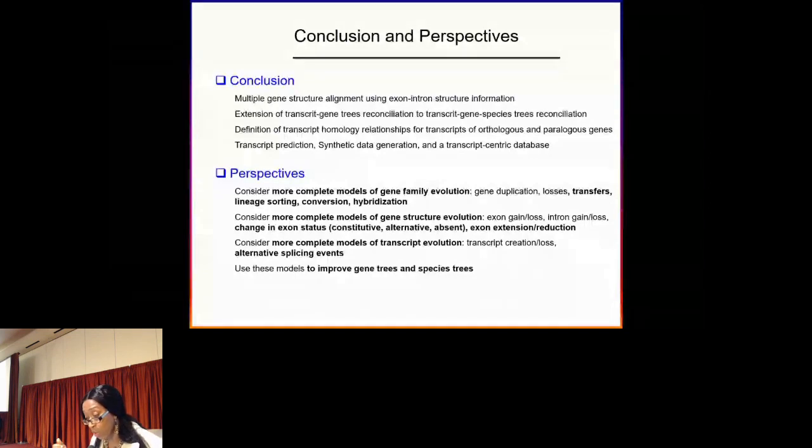And finally, for the transcript evolution model, we have considered transcript creation and losses, but there are other events that actually underlie the evolution of transcripts, which are the alternative splicing events that can be integrated in the model as well, and would allow to reconstruct more accurate transcript trees, but also can be used to improve the reconstruction of gene trees and species trees.